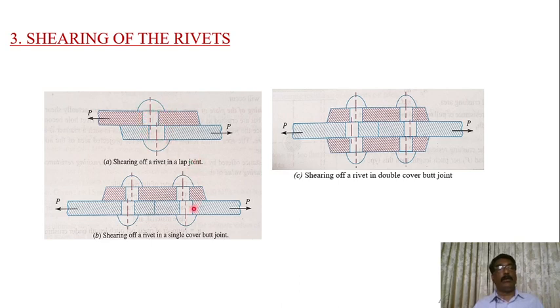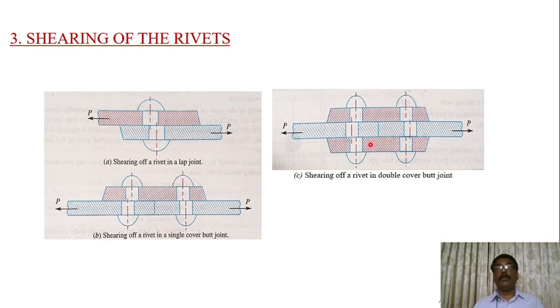And if you come to the other joint, this is a butt joint, because this is one plate and this is another plate, butting against each other along this particular cross section, and one cover plate is placed here, and after that riveting is done for this plate and this plate. When the load acts like this, there will be a tendency for the rivet to shear off across this particular cross section. Similarly, this rivet may also shear off across this cross section due to this load. Therefore, I can say that this rivet is also in a single shear. Why? Because the shearing takes place at one cross section.